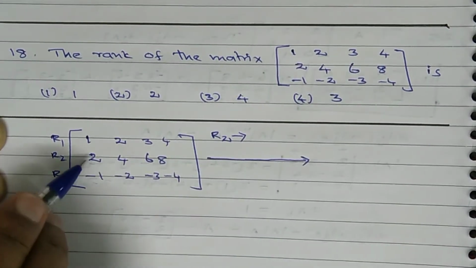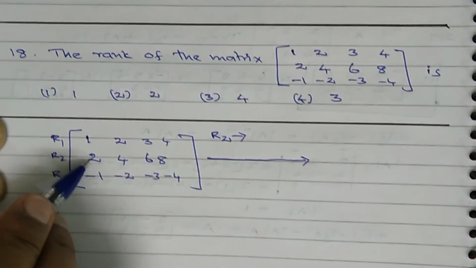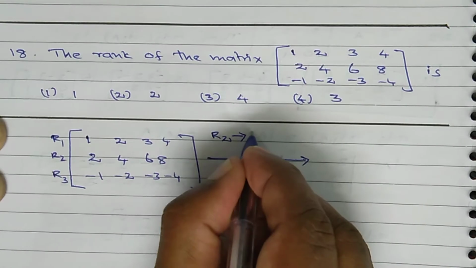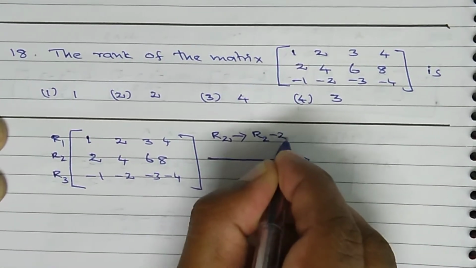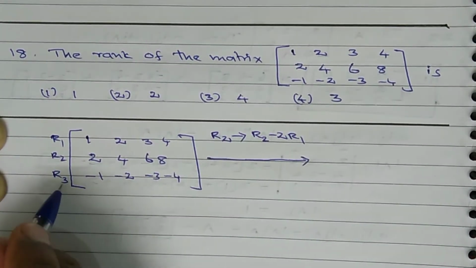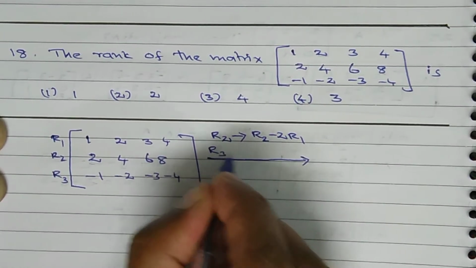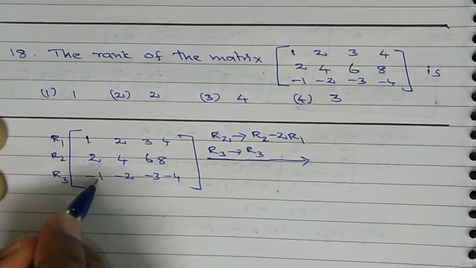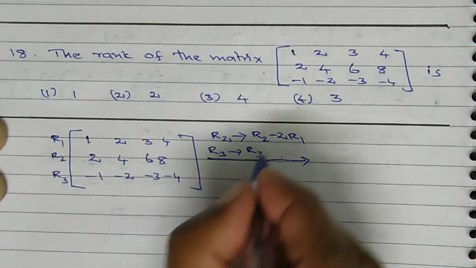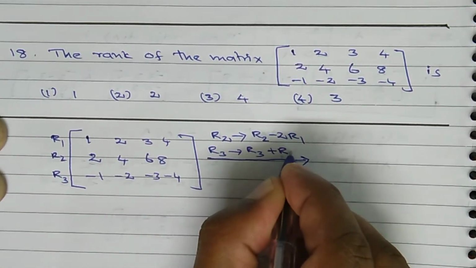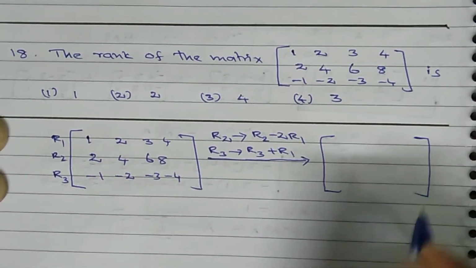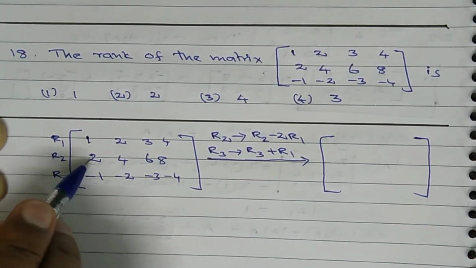transformation. See, here 2 is here. So when you subtract, it becomes 0. So here R2 minus 2 times R1. Similarly, here R3, when you add R1 with R3, minus 1 is here. When you add this one, it becomes 0. So R3 plus R1.